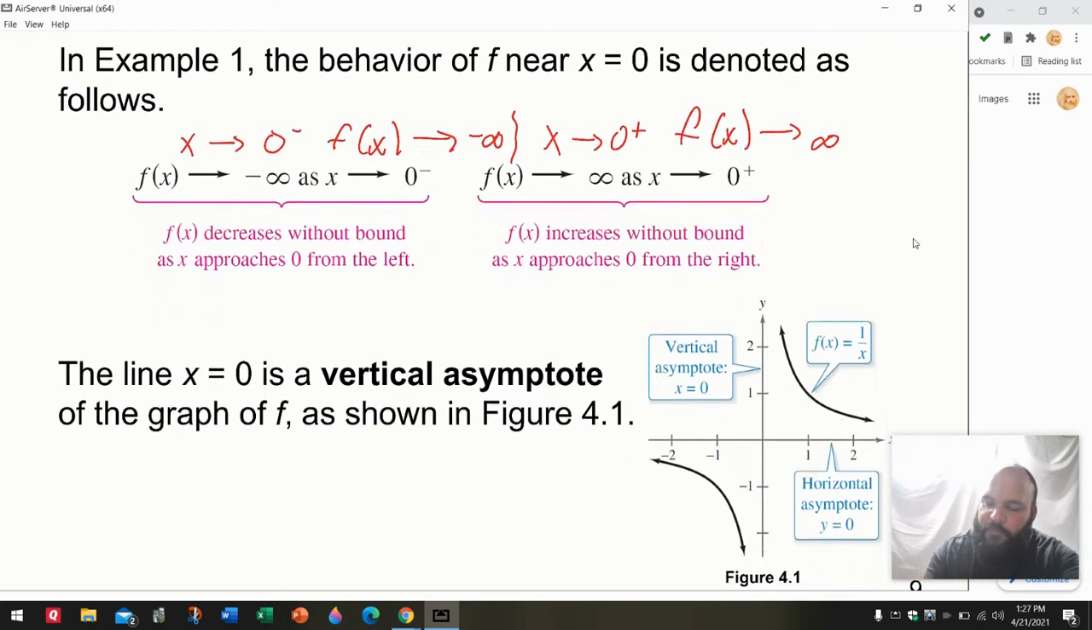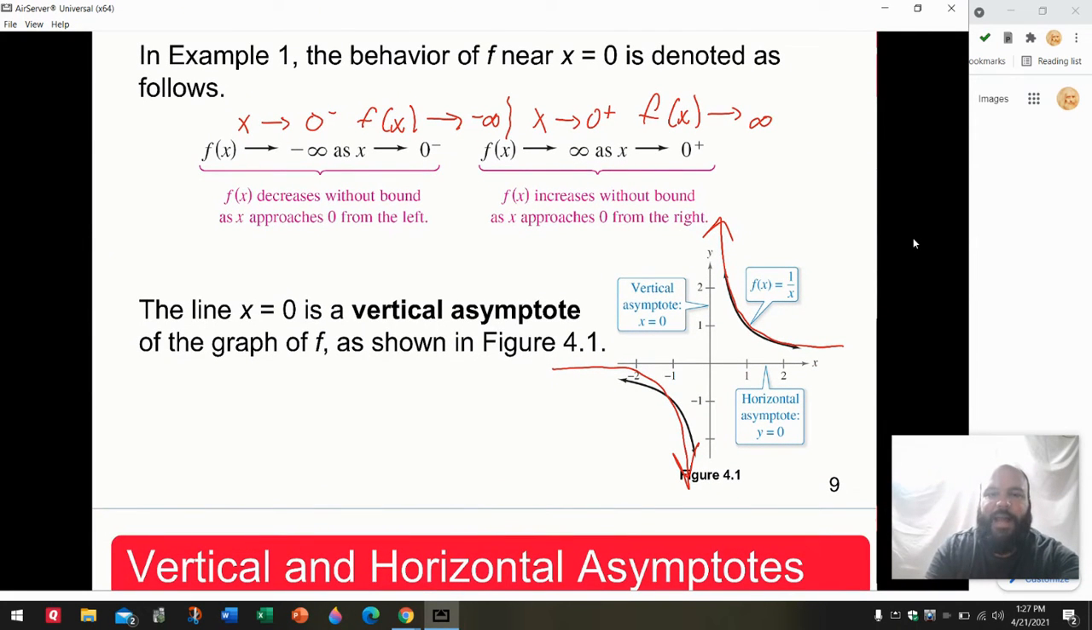Now, if we look at the graph here, as I approach 0 from the left, you can see the graph is going down to negative infinity. As I approach 0 from the right, you can see the graph is going up to positive infinity. And that's what that notation is saying. These little minus and plus tell us which direction we're approaching 0 from. When we're in negative, that means from the left, and when we have a positive there, it means from the right.